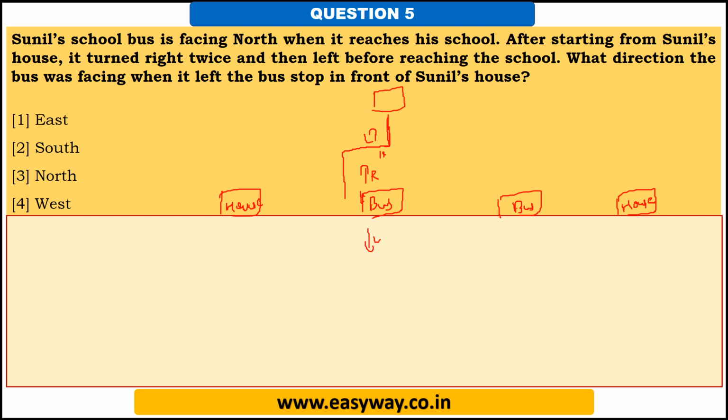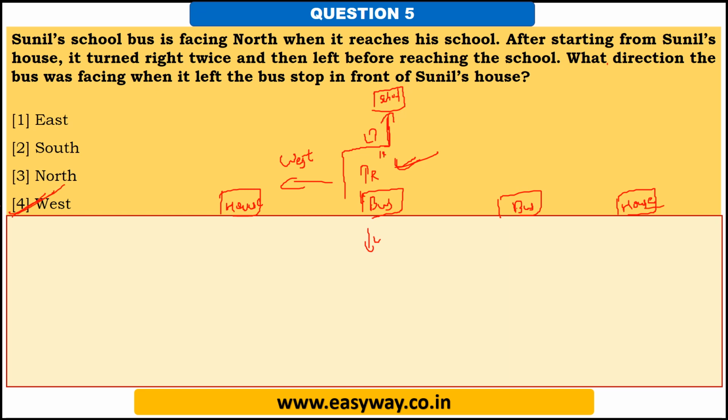The bus is facing north when it reaches the school. So yes, the bus here is at the school and is facing north. That means this is the correct option. The option we have chosen is the correct one, but we will solve the other one as well. The question asks what direction the bus was facing when it left the bus stop in front of Sunil's house. The bus was facing this direction, and this is the west direction. So option number 4 is the correct answer. But let us see the other case as well.